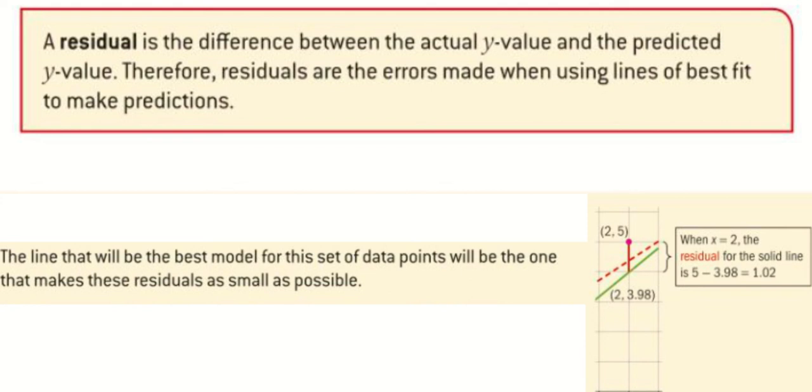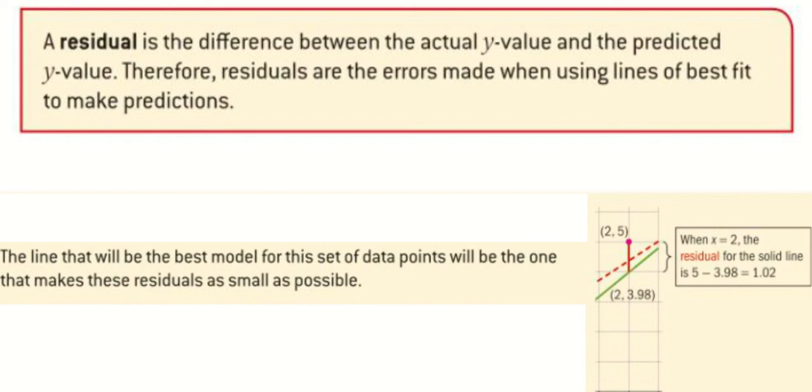When we are looking at bivariate data and we've plotted a scatter graph, we have been drawing a line of best fit by eye and a regression line using technology, using our calculators. An important piece of vocabulary that you need to know is residual. And that is the difference between the actual data point and our predictions.